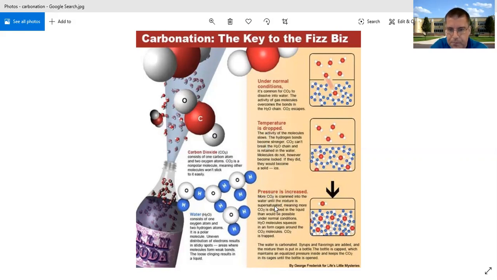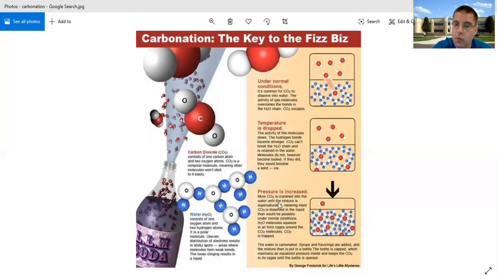Pressure is increased. So what happens? More CO2 is crammed into the water until it's supersaturated. So we've added so much more. More is dissolved than possible. And they're running out of room, so they're kind of trapping the CO2 from leaving because the IMFs are really, really strong. And it's forced in there, and that's why they seal it shut.